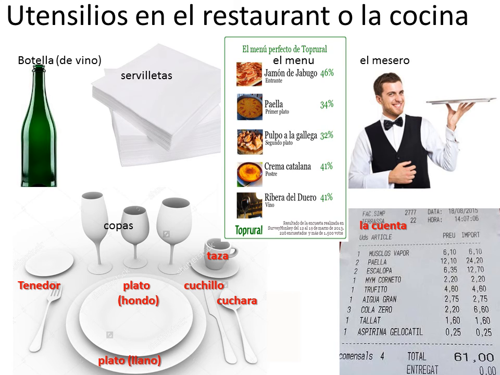Then the coffee or the teacup, we call it taza. Silverware would be fork, tenedor. Knife is cuchillo. And spoon is cuchara or cucharilla. And then the dish, the plate is plato. Sometimes we have a flat. This is a plate, plato llano, but sometimes we have a one for soup. We call it plato hondo.